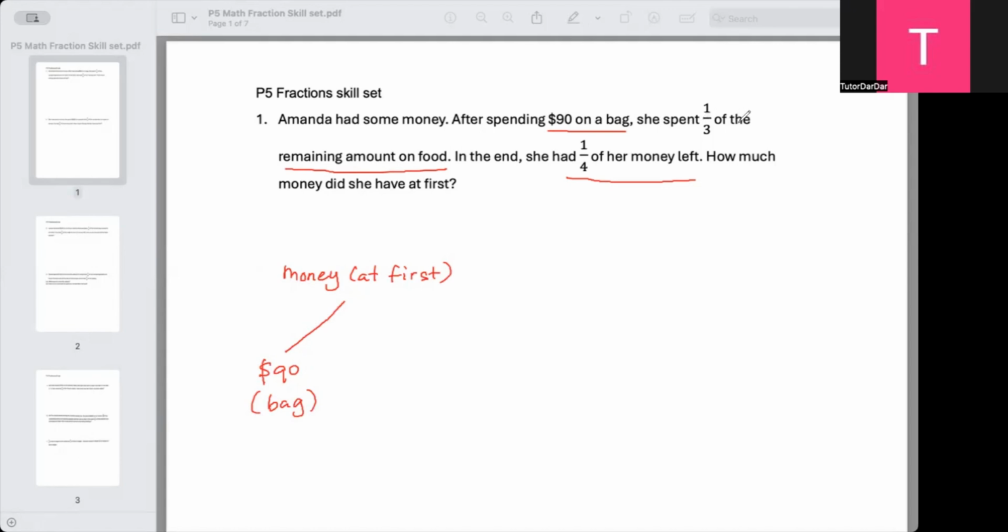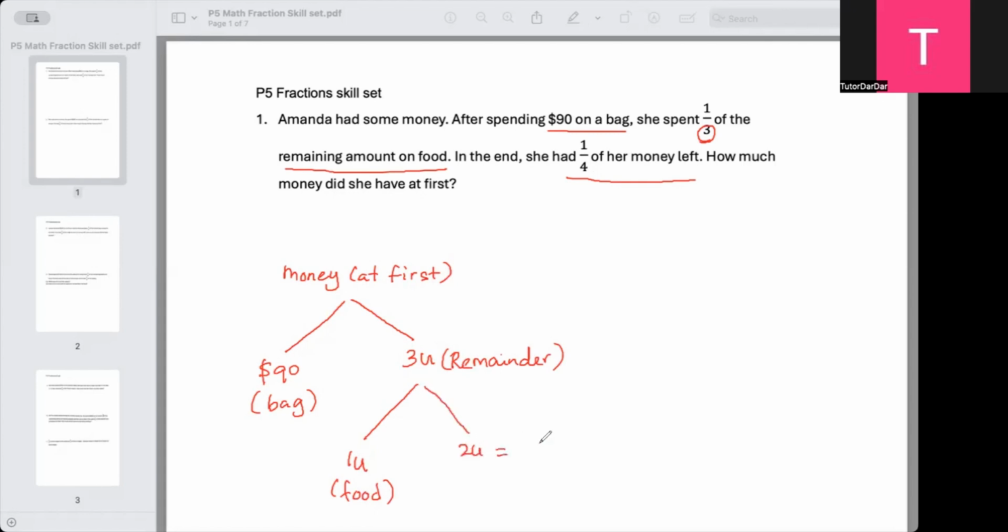Then she spent 1/3 of the remaining amount. So these 3 units must be the remainder. 3U, which is remainder. From this 3U, she spent 1 unit for food. Okay, in the end, she had 1/4 of her money left. So from 3U, when you take out 1U, we were left 2U.